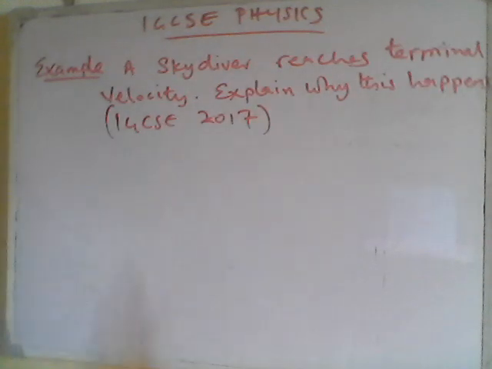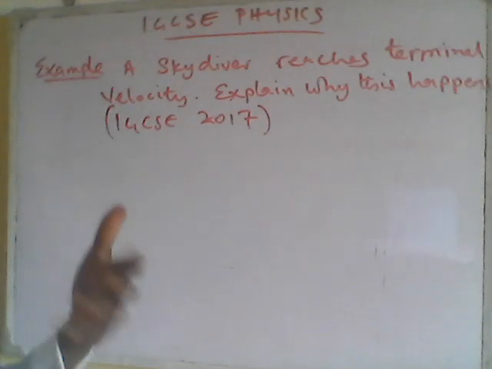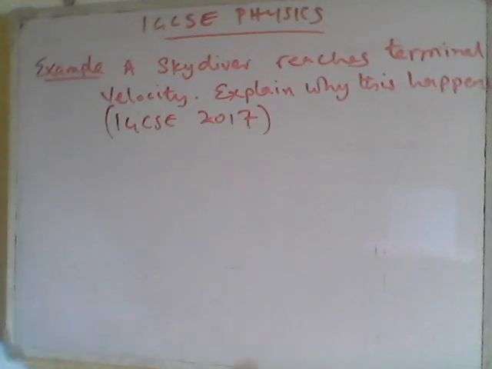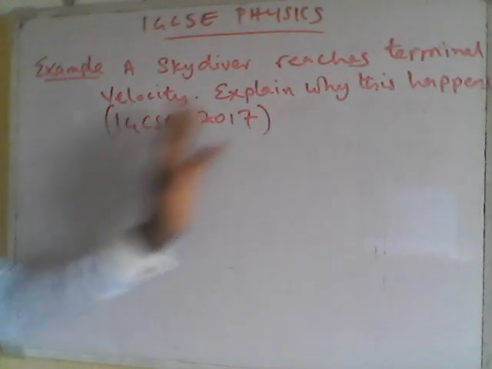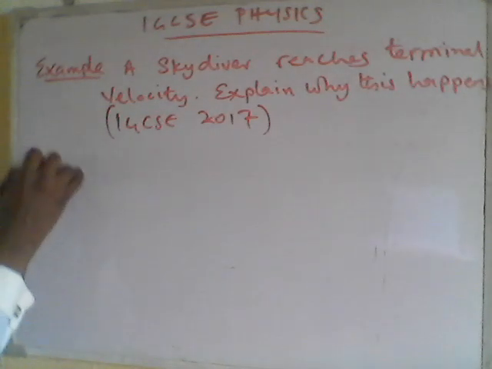Explain why this happens. Remember I told you about the 3 stages of fall: stage 1 is start of fall, stage 2 is speed is building up, and stage 3 is terminal velocity is reached. That's what they want you to explain here. So we're going to be applying it while trying to explain it. Let's explain what happened. This is the answer.